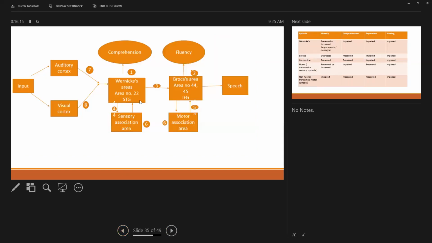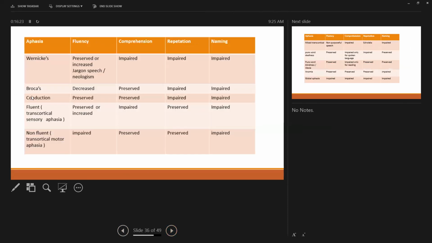In conduction aphasia, the arcuate fasciculus, which connects Wernicke's area to Broca's area, will be impaired. So in conduction aphasia, there will be preserved fluency and preserved comprehension. However, there will be impaired naming and impaired repetition.